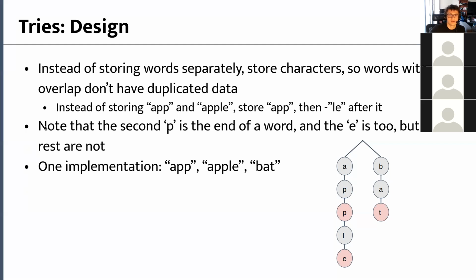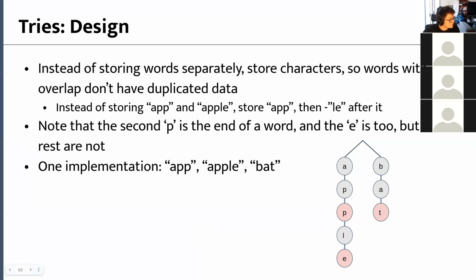So this is the structure for what a try looks like visually. All we're storing is the characters, and whether or not each node is the end of a word. So in this example, we can see that APP is a word because the final P is denoted as a terminal. It's the end of a word. And similarly, APPLE, apple, is a word because this E is a terminal node.